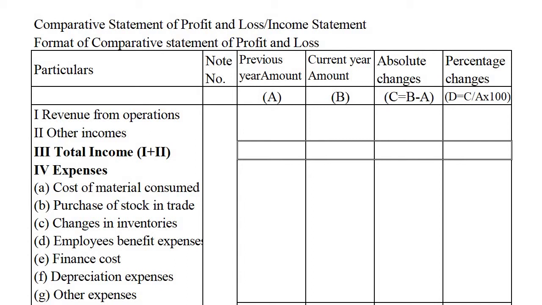Revenue from operations normally means sales, the main income from the operation of the business. Then other incomes: if any other income is there other than sales, that should be added. It should be shown in the previous year amount and current year amount. Then find out the absolute changes. So the total of both will be written, and after that we will write the expenses one by one.